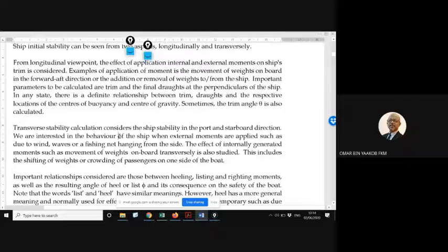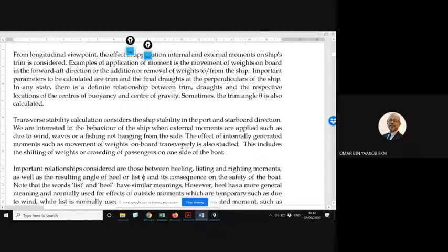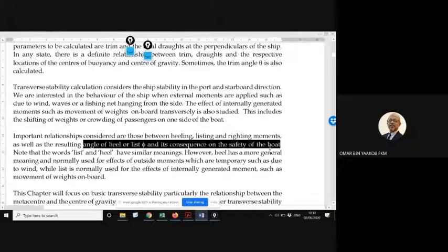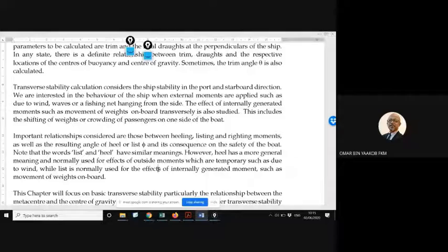So you read these notes, it talks about the effect of the angle of heel and list and its consequence on the safety of the boat. So this is very important from a transverse stability point of view. After this, we are not going to mention longitudinal stability anymore until we go to chapter 6, which is in Naval Architecture 2. So you can forget about longitudinal stability.